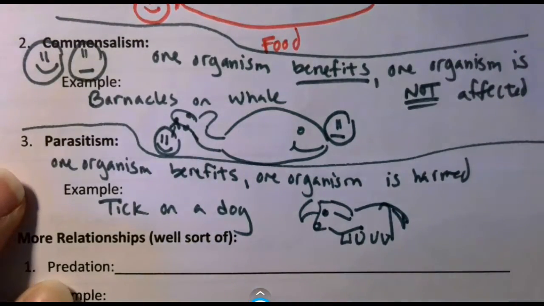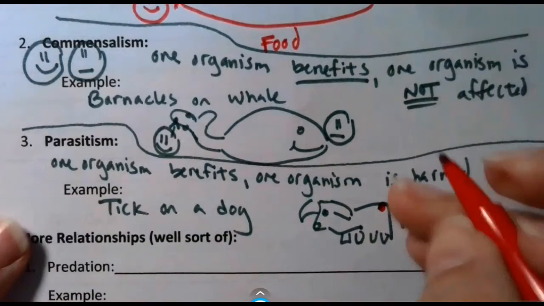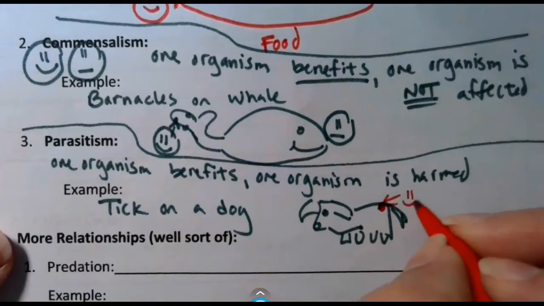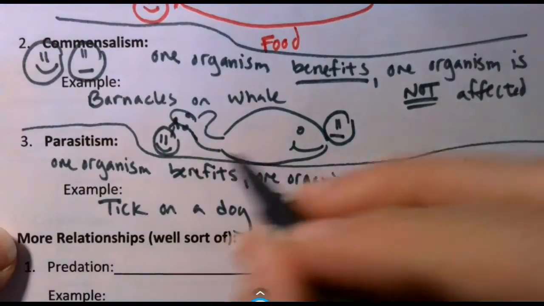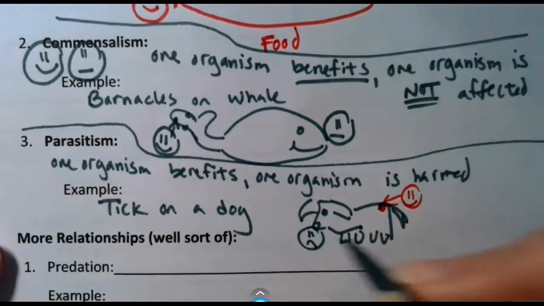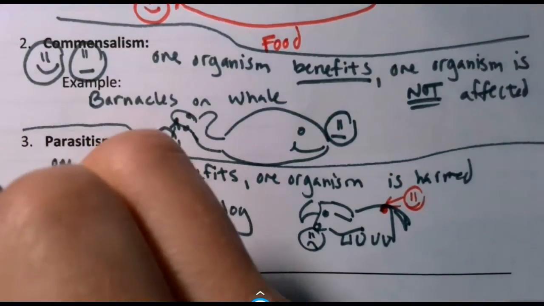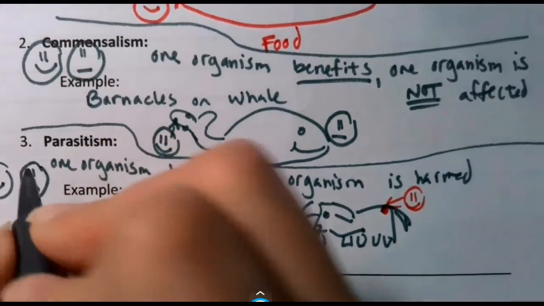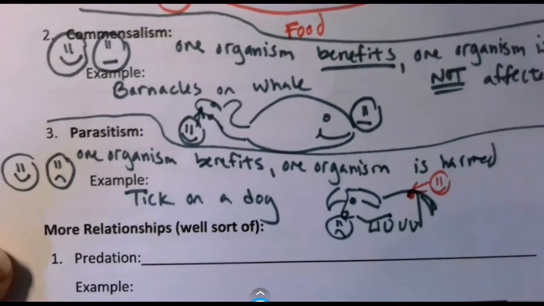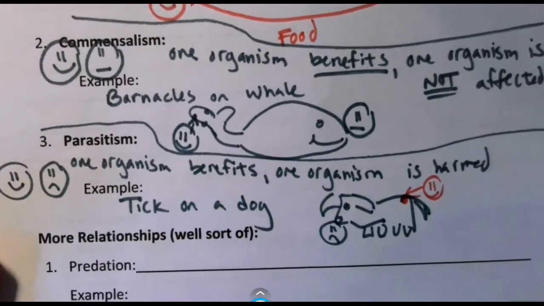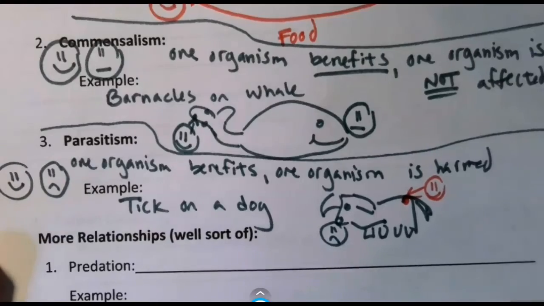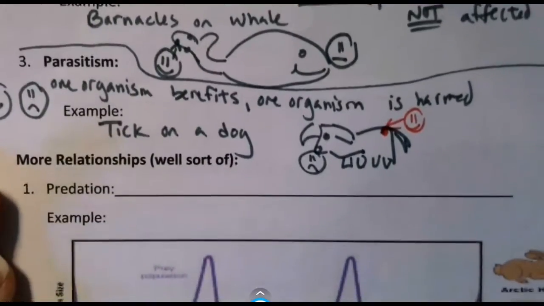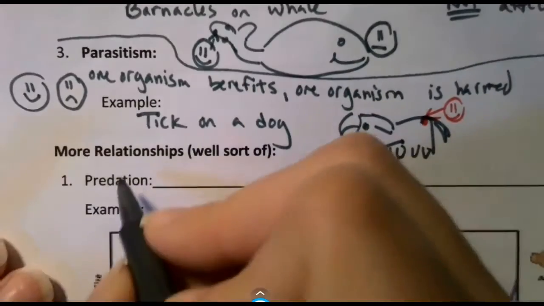So here's the tick sucking blood from the dog. Okay. The tick is happy because it gets blood to suck. But this makes the dog unhappy. It doesn't kill the dog, but it makes the dog sick. So parasitism is when one organism benefits and one organism is harmed. There's a lot of really cool examples of parasitism. So mutualism, commensalism, and parasitism are all examples of symbiosis. Another relationship we can talk about is predation.